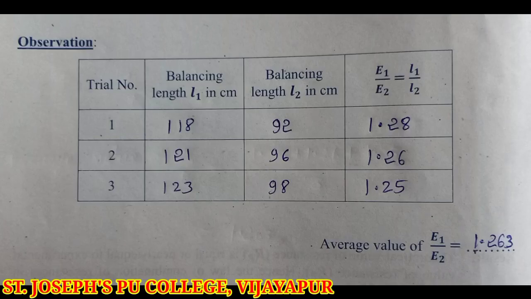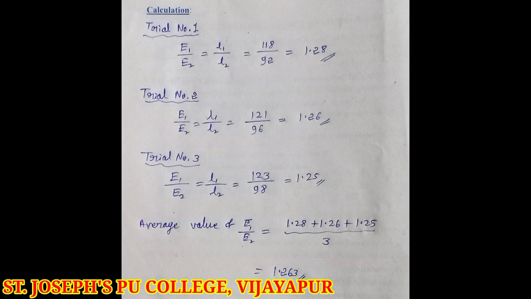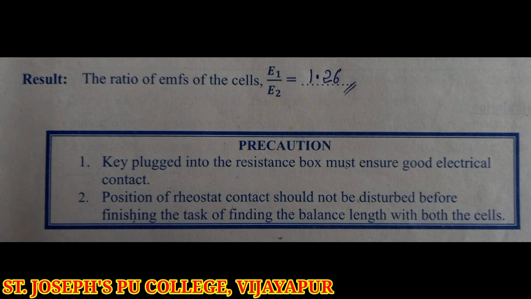Now let us note down the balancing lengths L1 and L2. After taking 3 trials, we have to do the calculation by using the formula E1 divided by E2 is equal to L1 divided by L2, and the average value of E1 divided by E2 has to be calculated, and finally note down the results.